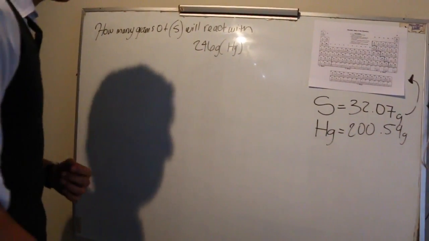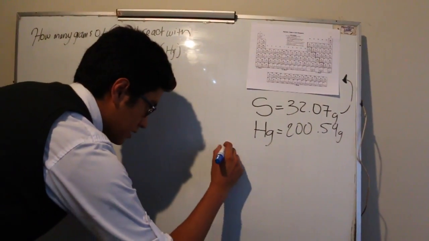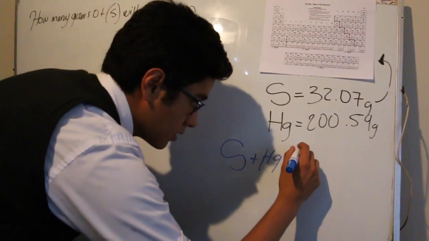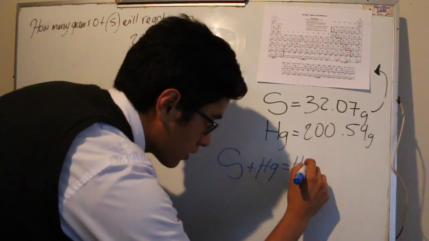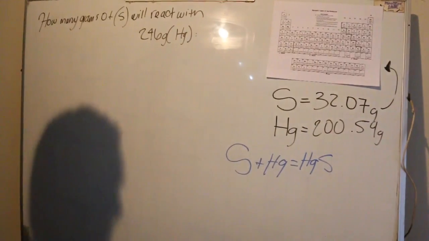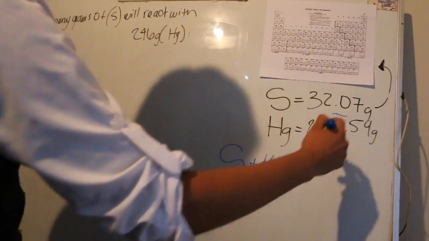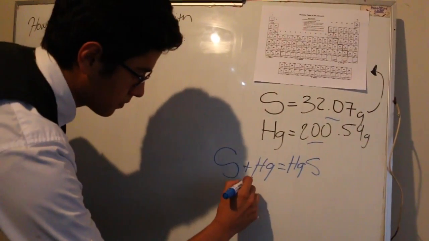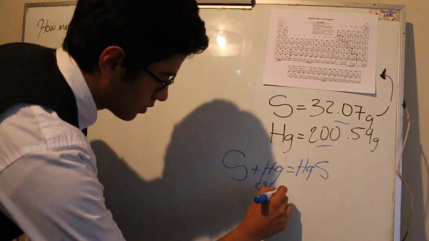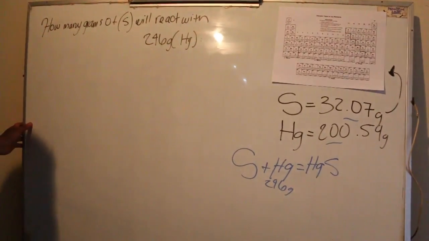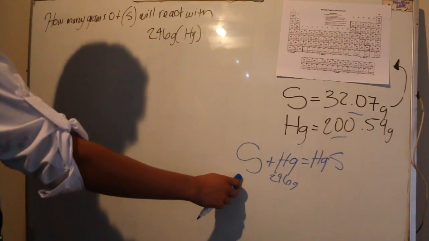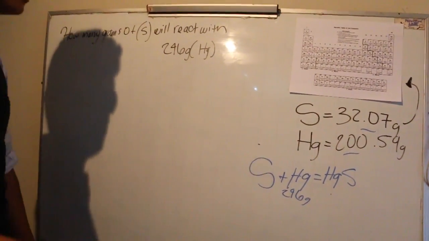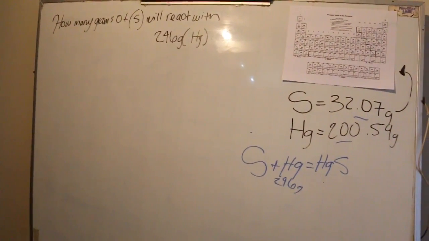Okay, so we know that if we put our equation like sulfur plus mercury equals mercury sulfide with these 2. But what if we have 246 grams of mercury here? We need to know how many grams of sulfur we need to form this compound, and for that we need the stoichiometry equation.